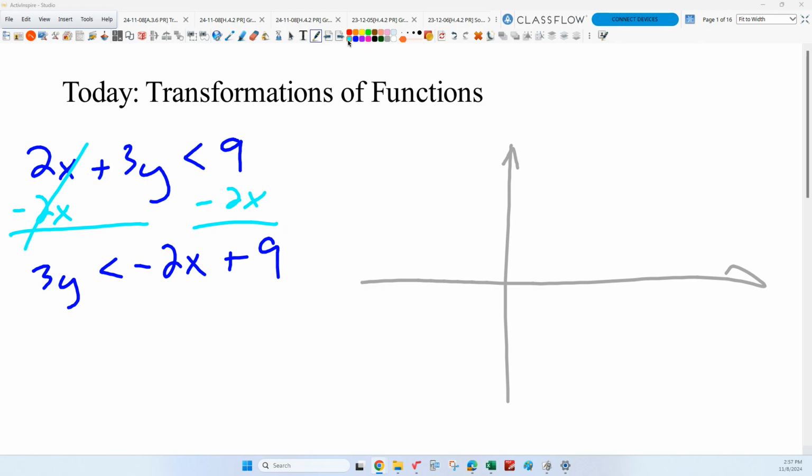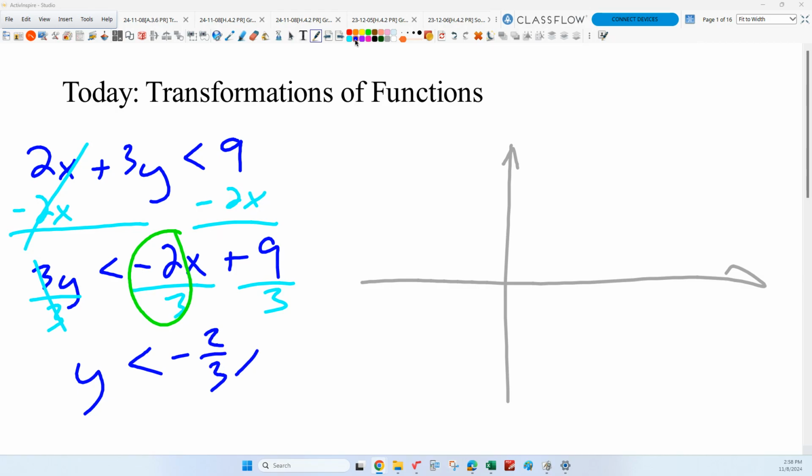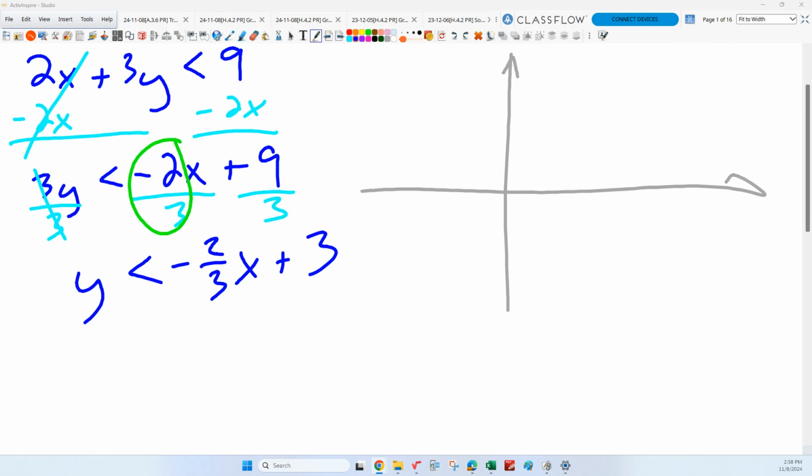Okay, so we divide both terms on the right by 3, and we get the result, y by itself is less than, everybody agree the slope there is going to be in mx plus b form, and the slope is just going to be all this stuff, that's our slope. Yep. So we get negative 2/3 x plus 3. Okay, so there's our linear inequality in slope-intercept form.